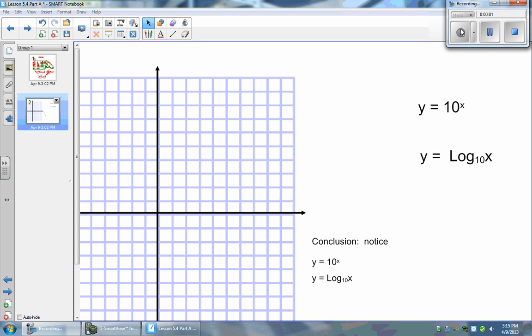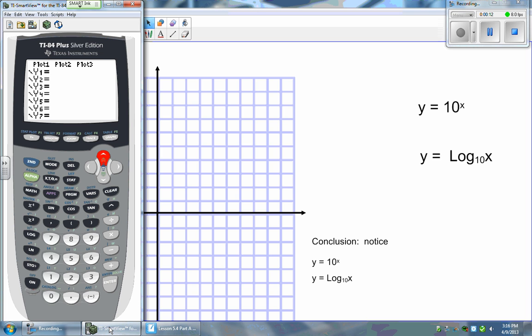So before we go too crazy, let's take a look at some really simple things and put a couple of notes down here about logs that you need to know. All right, first thing I'm going to do is graph this. So I've got my calculator ready to go. I'm going to graph 10 to the power of x, and I want to see what this looks like on the graph here. So it looks basically like this.